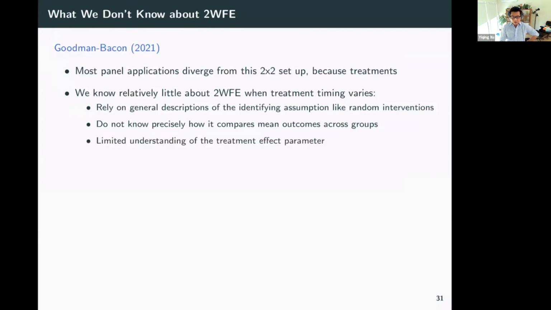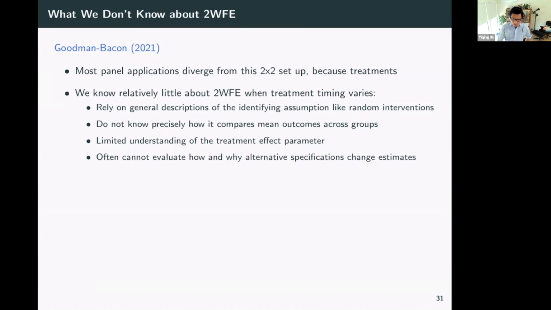We also have limited understanding of the treatment parameter. We know it's a weighted average of something, but we don't know what that is. And we also cannot evaluate how and why alternative specifications change estimates. For example, we saturate the model a little bit further by introducing interactions between time dummies and treatment group dummies, and we find the estimates are quite different.